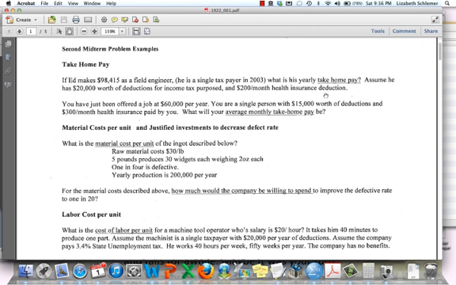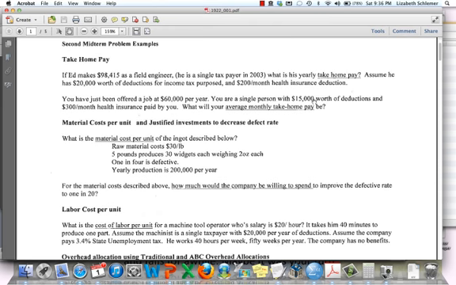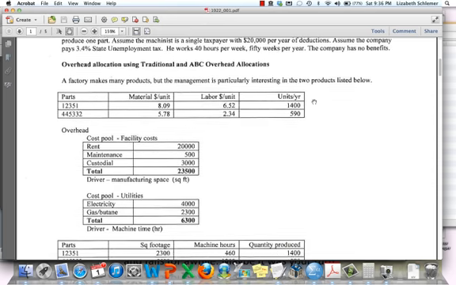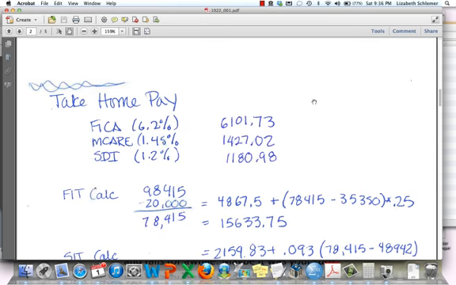Okay, so I'm going to go ahead and go through a couple of these problems, probably the take-home pay values first. This is a PDF that should be available on PolyLearn, and I'm going to do the first one. So, take-home pay.